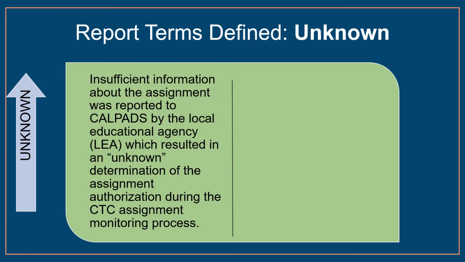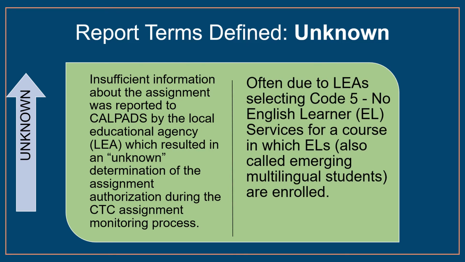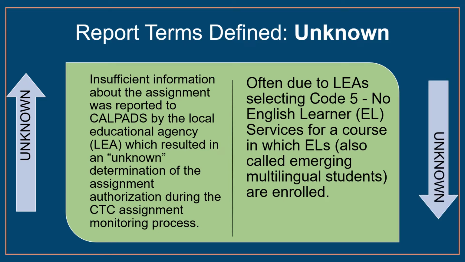Unknown assignment data are primarily created due to LEAs selecting Code 5, No English Learner, or EL, services when entering CALPADS course data for courses in which ELs, also called emerging multilingual students, are enrolled. Although the assignment authorization may be clear in other areas, an assignment monitoring outcome of unknown in the EL authorization space results in an overall determination of unknown for the assignment.